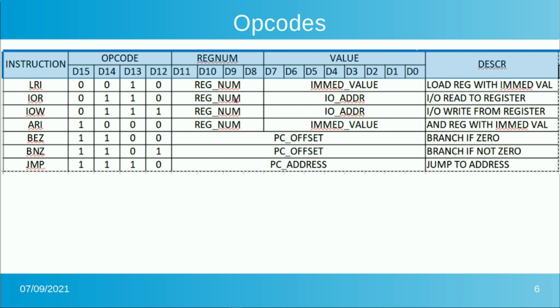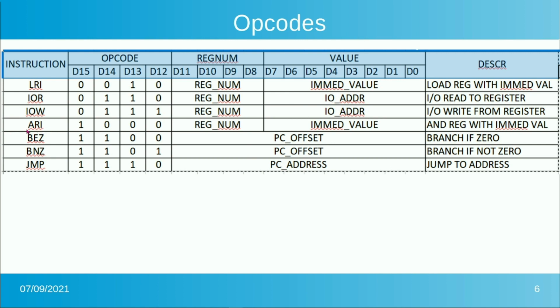But IO read and IO write take a register and read from an IO address, that 8-bit IO address, read from it into the register. That's what an IO read does. An IO write takes the register that's selected and writes it out to an IO register.